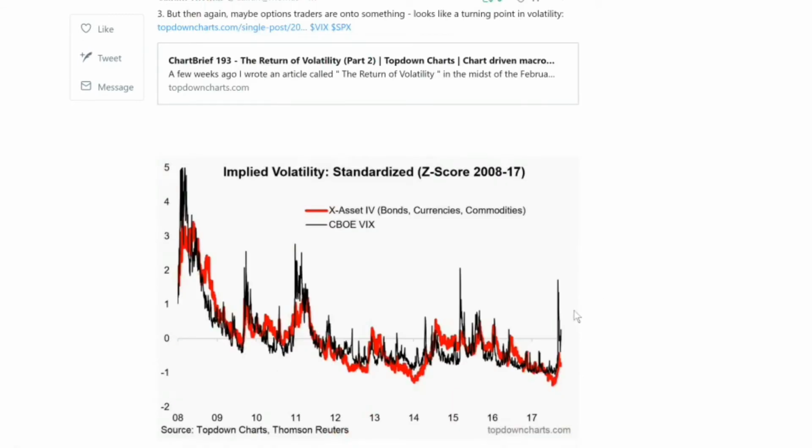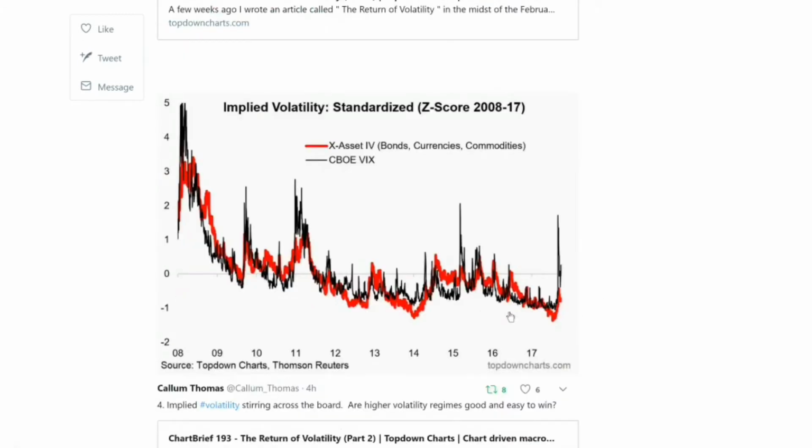And again, another kind of similar view here. We've got the CBOE VIX again in the black line, and in the red line we have the cross asset implied volatility indicator, which is looking at bond market volatility, currency market volatility, and commodities.